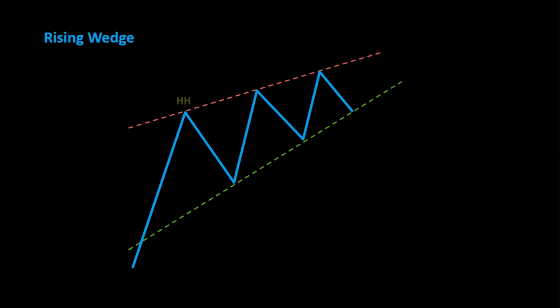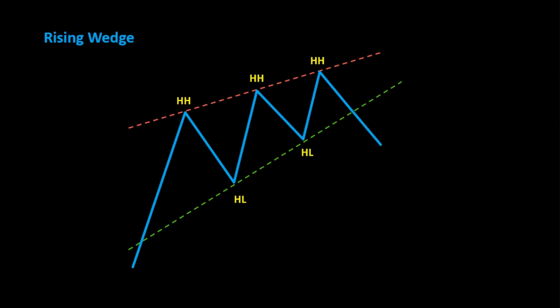The next trend reversal pattern is the rising wedge. In this pattern, the price forms higher highs and higher lows, but within a narrowing range, indicating weakening bullish momentum. When a rising wedge forms during an uptrend, it signals a potential bearish reversal. The pattern is confirmed when the price breaks below the lower trend line.